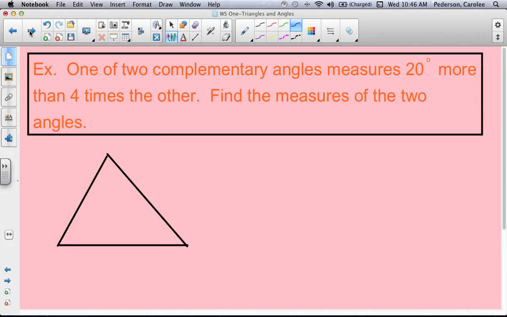Let's go on to the next problem. One of two complementary angles is 20 more than 4 times the other. Find the measure of these two angles. So it is a good idea to draw a picture again. So I'll give you a minute to write down the words in the orange and then draw just a random triangle.